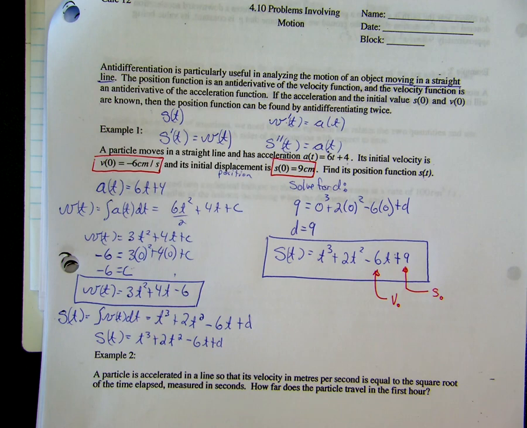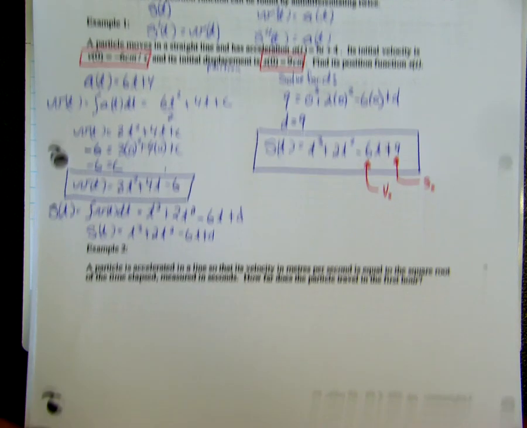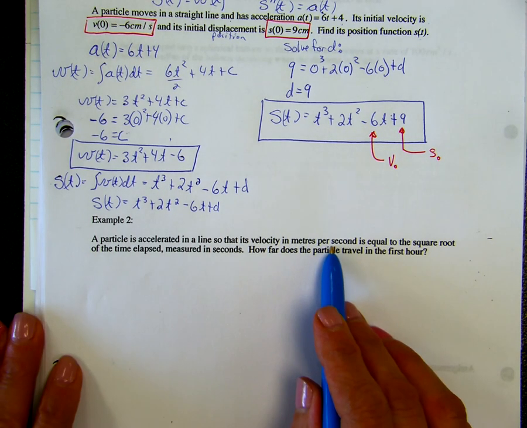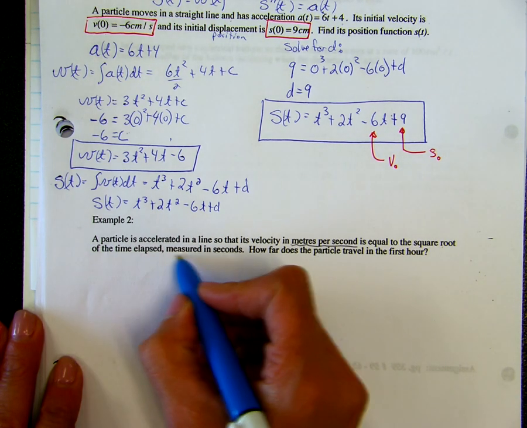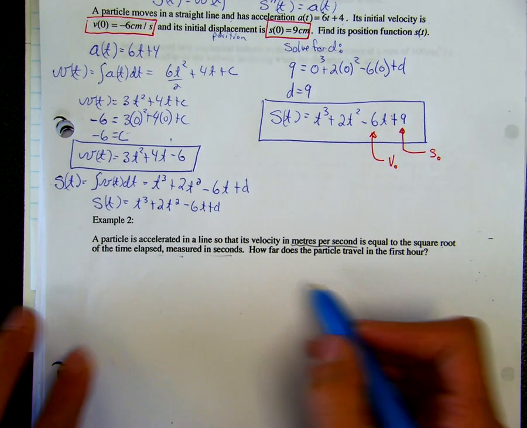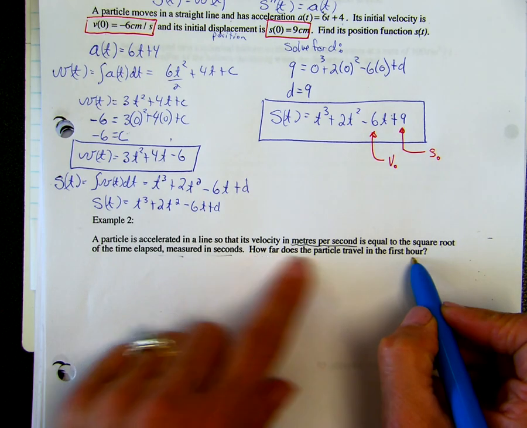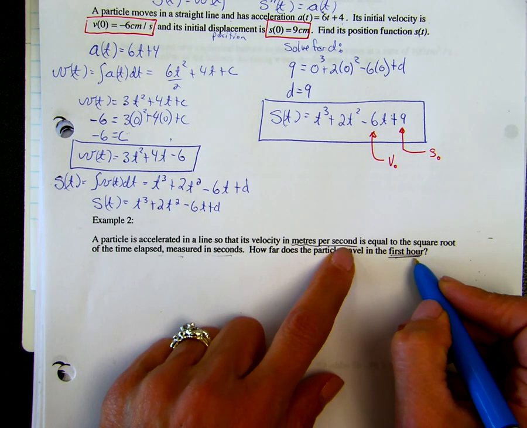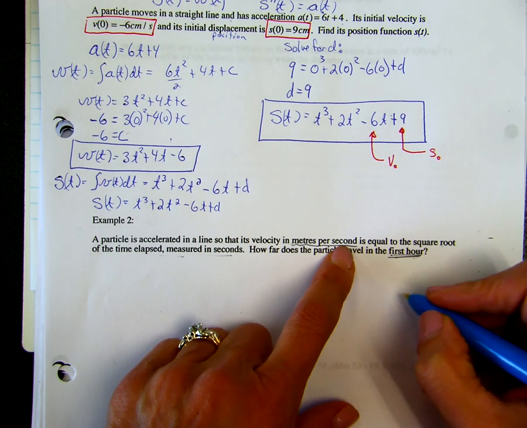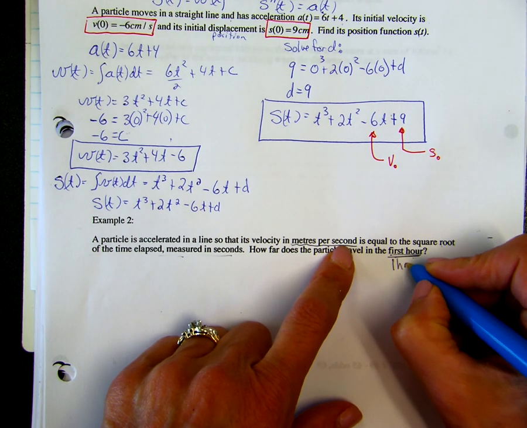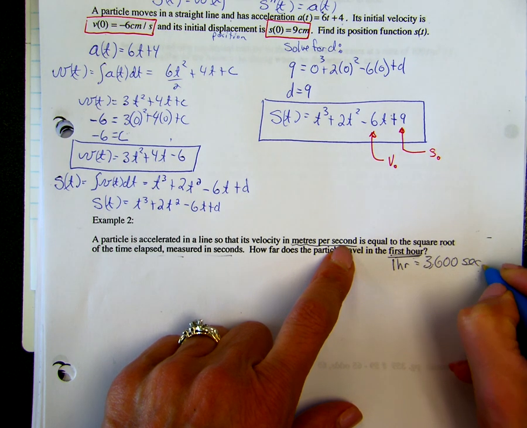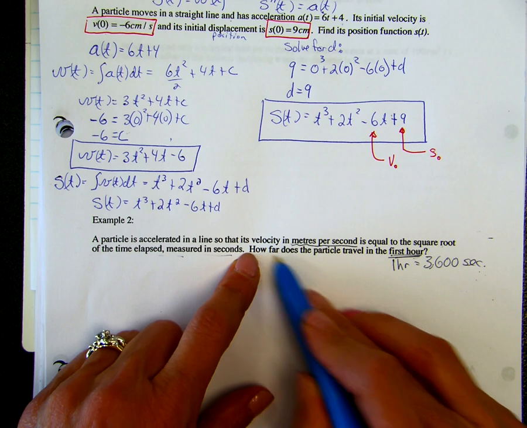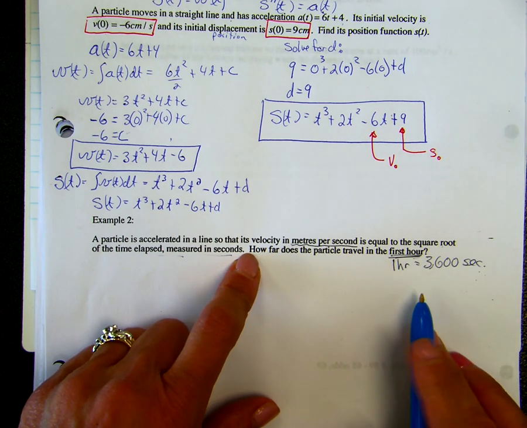Okay, let's look at another example. We have a particle accelerated in a line such that its velocity given in meters per second, pay attention to your units, is equal to the square root of the time elapsed, also measured in seconds. How far does the particle travel in the first hour? And we have a discrepancy here in our units, so make sure that you change this 1 hour to 3,600 seconds. Okay, so we're trying to answer the question, how far does the particle travel in the first hour?